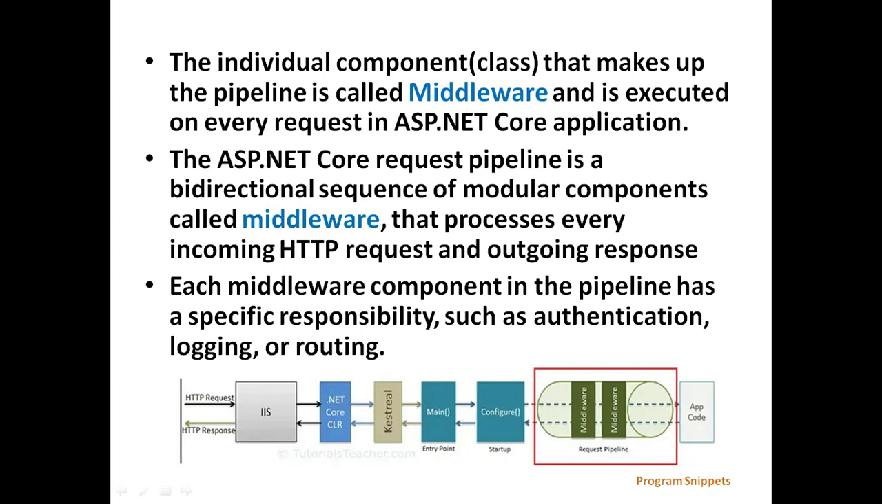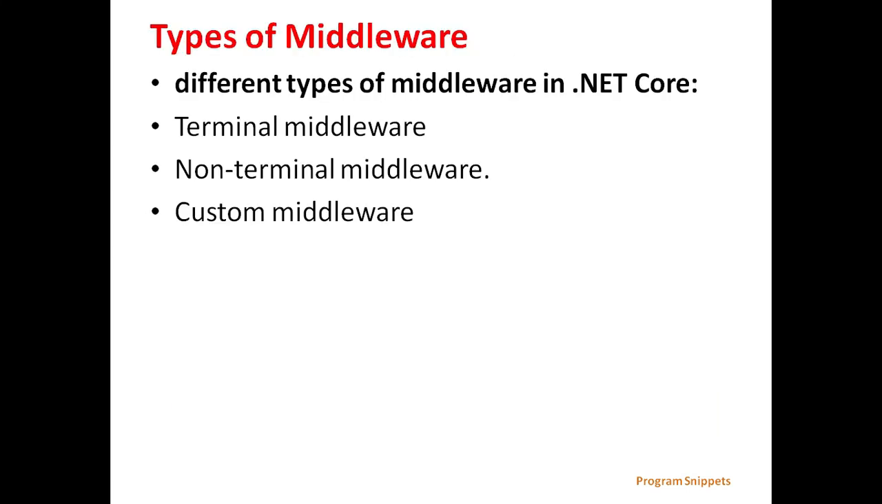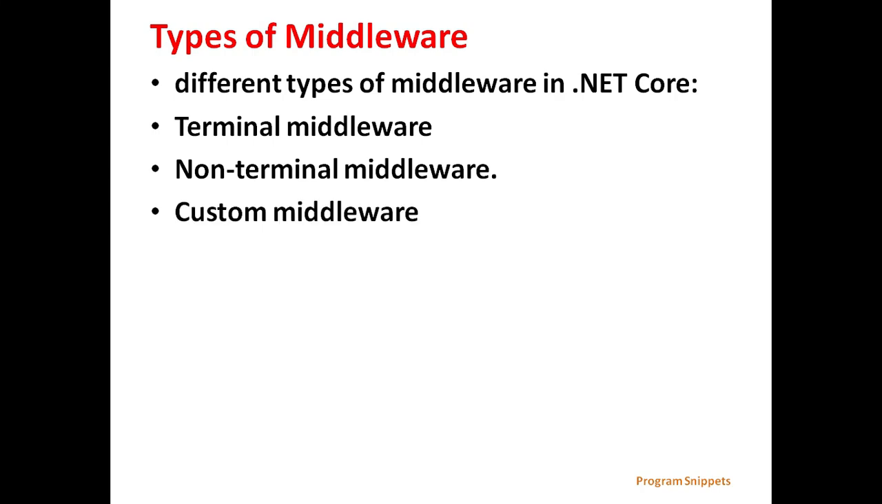So here the client gives the request. This HTTP request is passed to the server. Then through .NET CLR it is passed to the Kestrel, which executes the main entry point, that is the Main method, and the Configure method, and passes this request to the middlewares, which execute the app code and return the HTTP response to the client. There are different types of middleware in ASP.NET Core: terminal middleware, non-terminal middleware, and custom middleware.